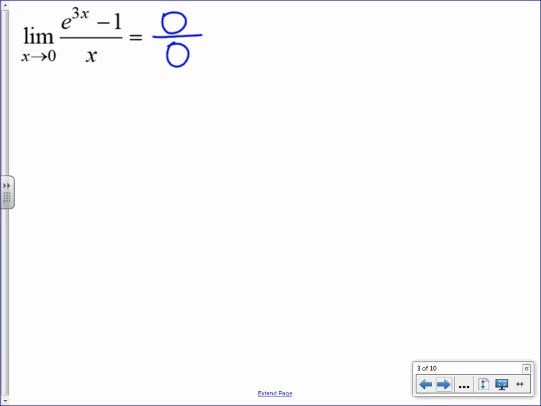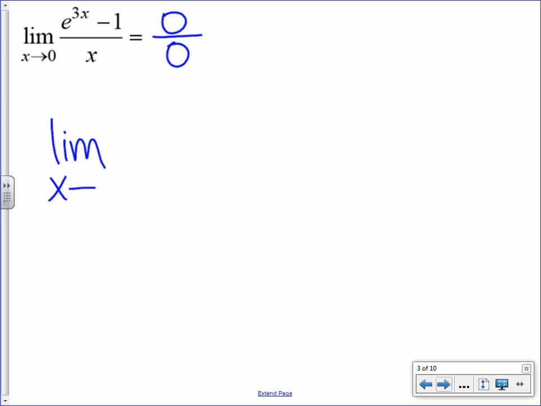What if you have something like 1 over 0 or 0 over 1? Then that is not indeterminate. 0 over 1, your limit would be 0. 1 over 0 would be undefined. Does not exist. Okay. All right, so now we can apply L'Hopital's rule.